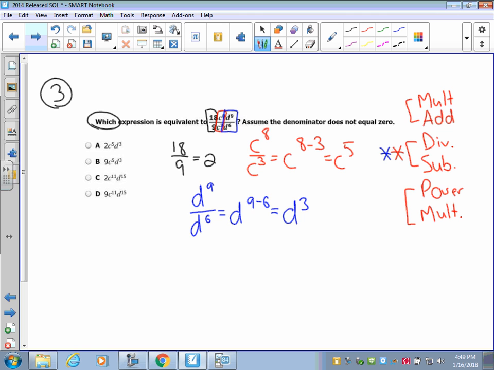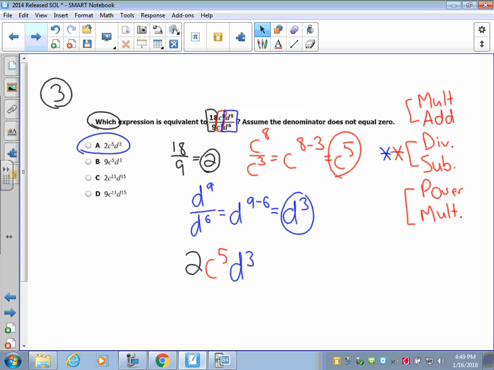So when we bring them all together, we just get 2c to the 5th and d to the 3rd, which is A.